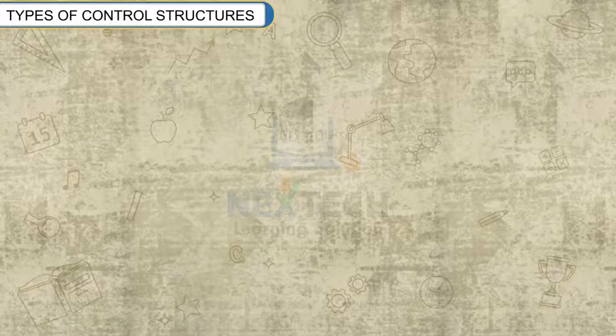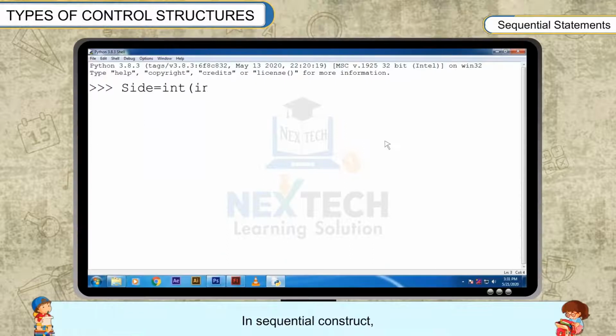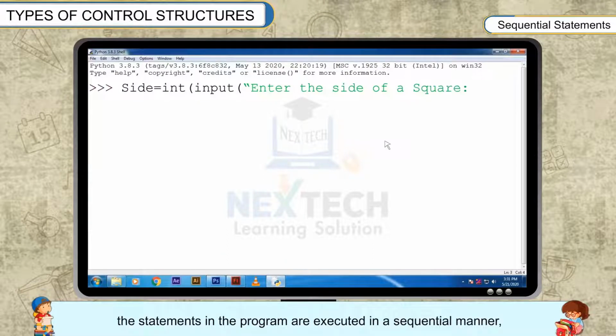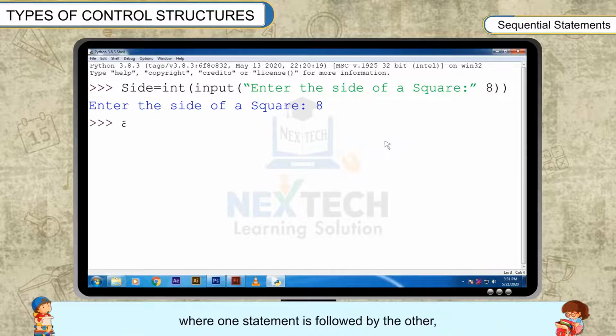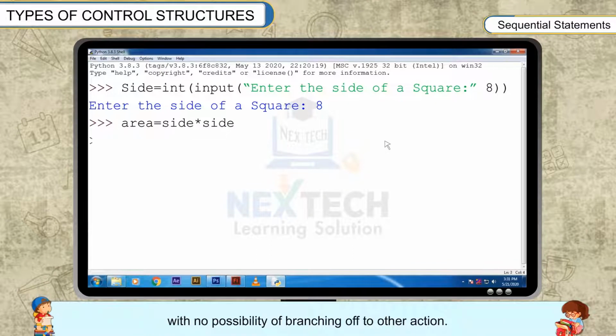Types of control structures. Sequential statements. In sequential construct, the statements in the program are executed in a sequential manner, where one statement is followed by the other, with no possibility of branching off to other action.